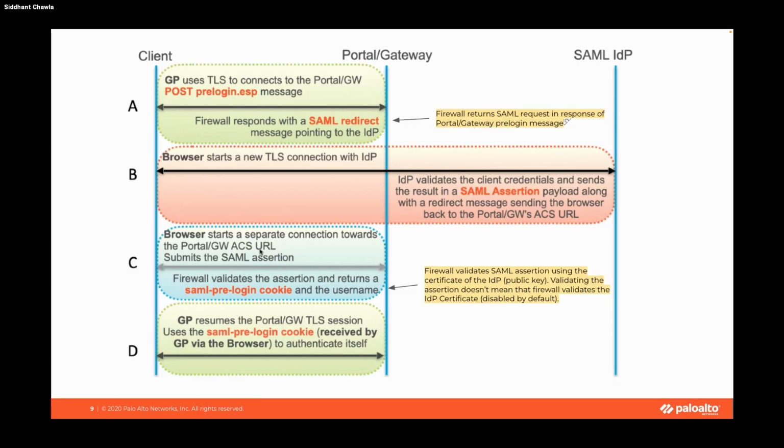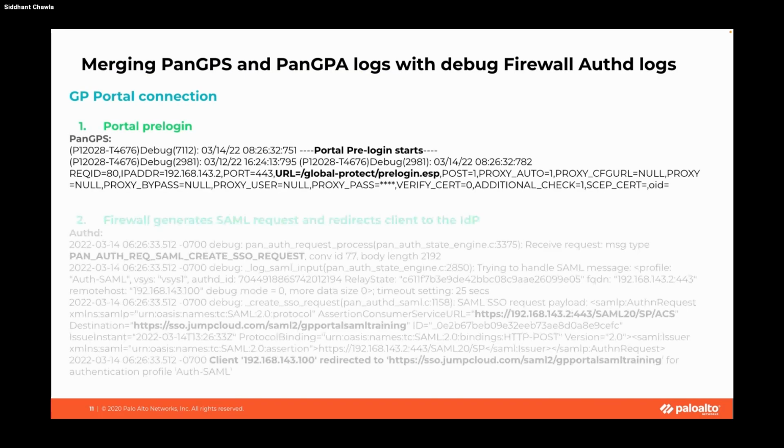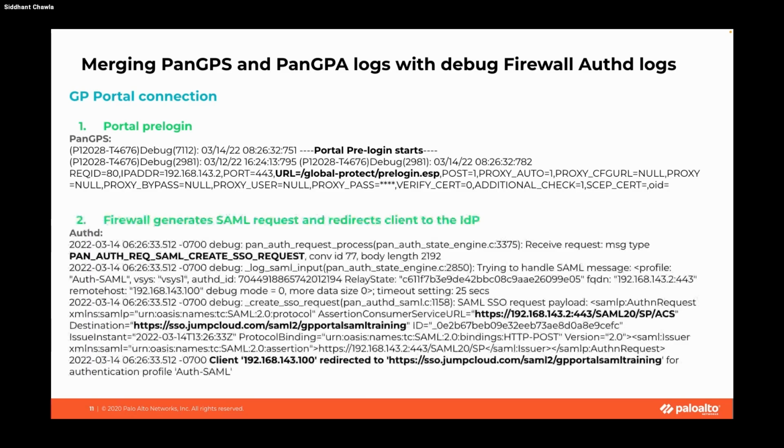In my lab, or in these logs, the gateway and portal ACS URL is the same. The firewall will validate the ACS information received from the client. Once it is validated, with the help of the pre-login cookie, the GP will be able to resume the session, and it will use the SAML pre-login cookie to authenticate itself. So in our case, we notice two authentications, one for the portal and one for the gateway. Both are using SAML.